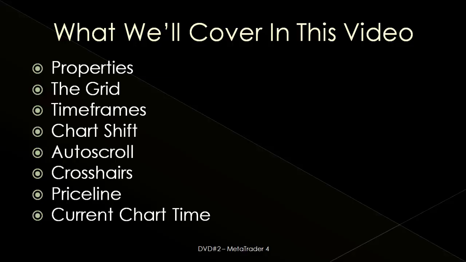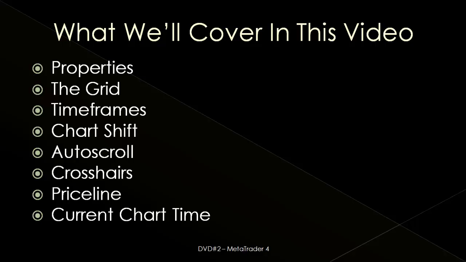Let's take a look at what we'll cover in this video. We'll start by looking at the chart properties. We'll then take a look at how to turn off and turn on the grid. We'll also take a look at different time frames. We'll move on to the chart shift button. We'll take a look at the auto scroll and how to adjust it. We'll play around with the crosshairs. We'll look at how to manipulate the price line, and also look at how to find the current chart time.